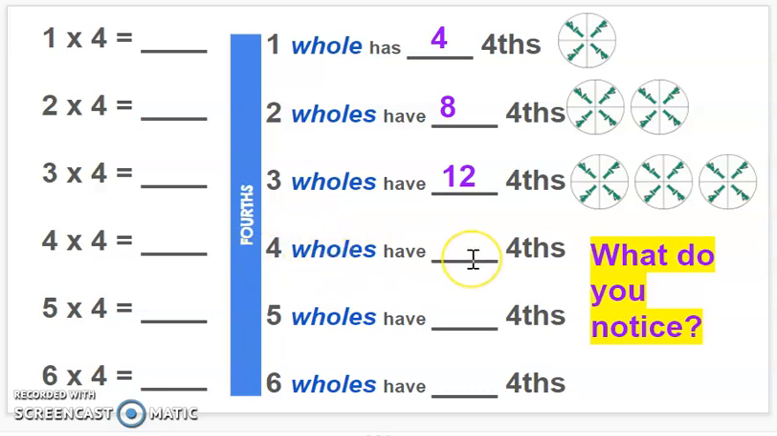If we have 4 wholes, how many fourths will we have? If we had 5 wholes, how many fourths will we have? And if we had 6 wholes, how many fourths will we have? Ready to check your work? Pause it if you need more time. This is what I got. Is this the same as yours?